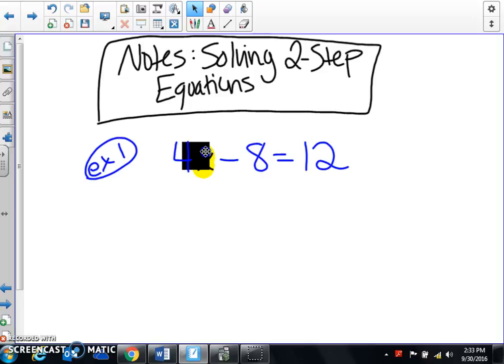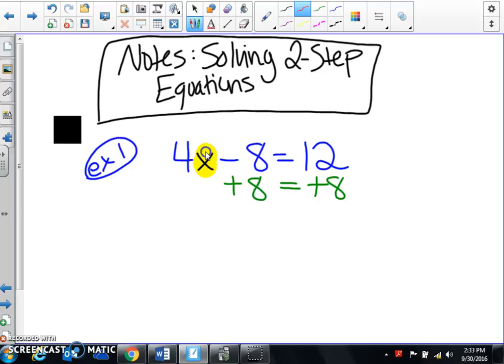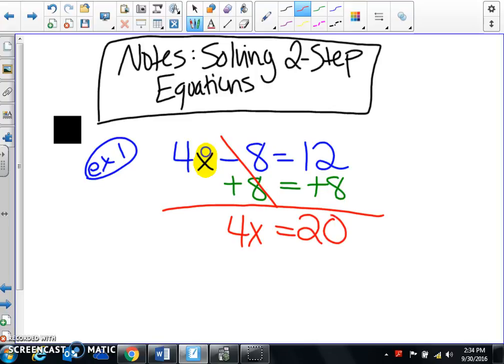All right, so what I'm left with after I do that is I have a minus 8. The opposite of subtracting 8 is adding 8. Now I can take that off. Okay, so I would draw my line. Those go away. Drop down your 4x. 12 plus 8 is 20. Okay? So now I have 4 times x. The opposite of multiplying by 4 is dividing by 4. 20 divided by 4 is 5.